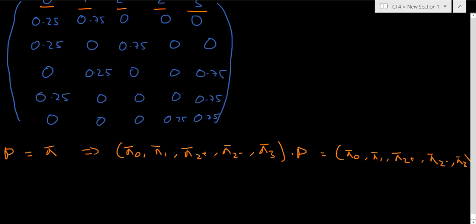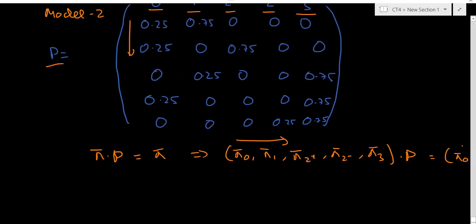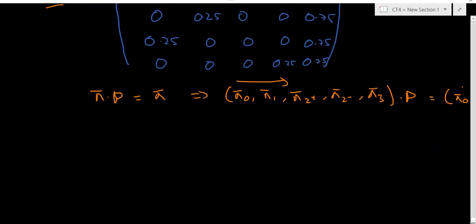Right, so I'll have to multiply the row of this with the column of this and get these values, right? And that is how I'll go about doing this question. So I'll get 5 equations here. I did get 2 in the last question. This one I'll get 5.